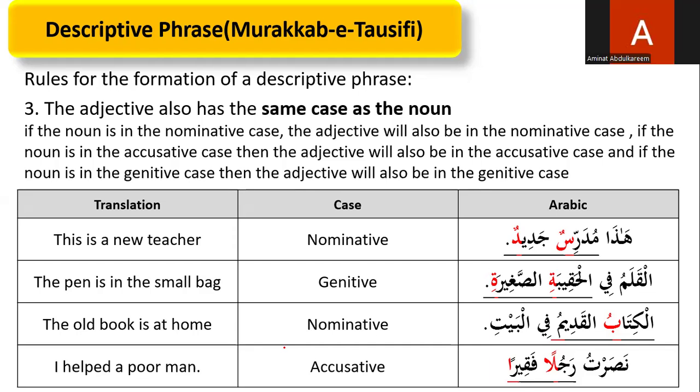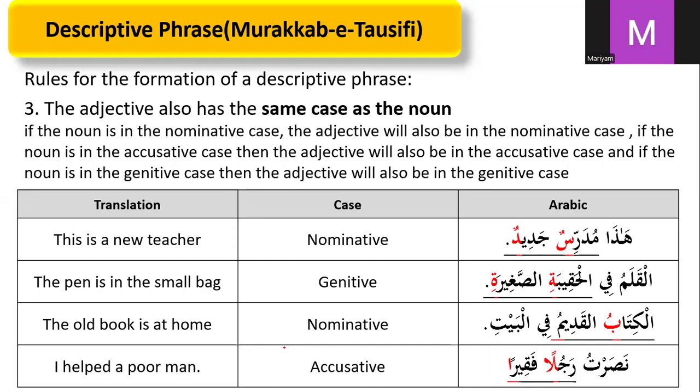The second one, mansub, when the noun is an object of a verb. It is in mansub state. Third one, if the noun comes after the preposition or it is mudaf ilayhi, it is in majroor state.